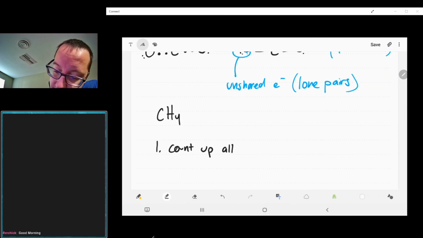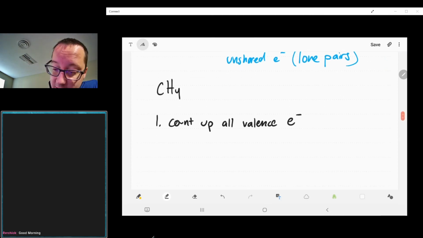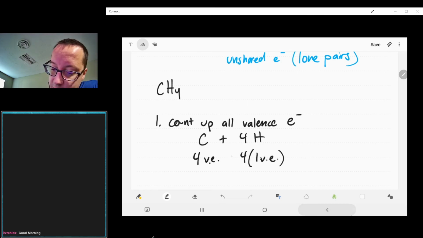What you want to do first is count up all the valence electrons. We're going to see that in this compound we have carbon plus 4 hydrogens. That's what that formula tells us. Carbon has 4 valence electrons. It's in group 4. And then hydrogen has 1 valence electron each. That gives us a total of 8 valence electrons.